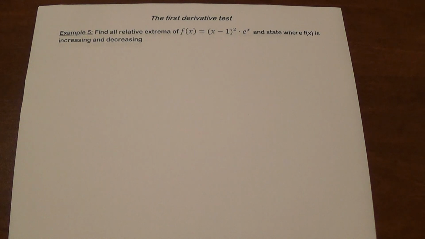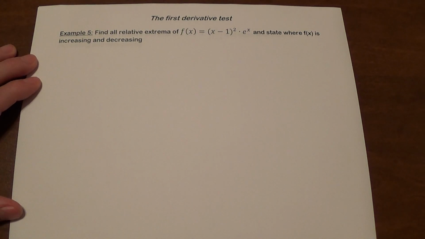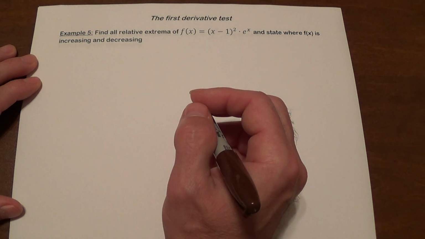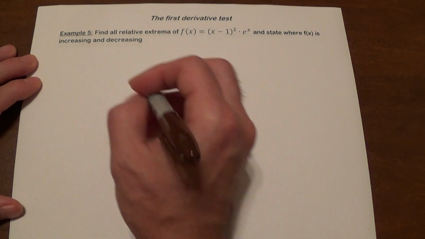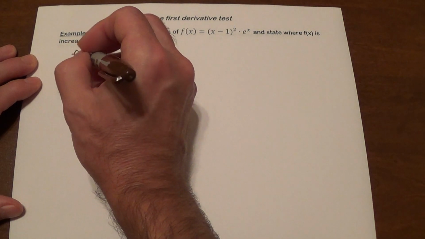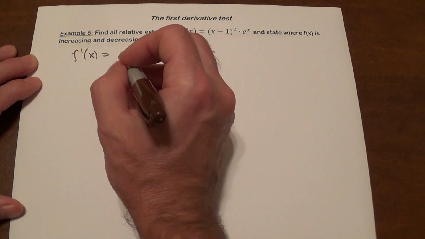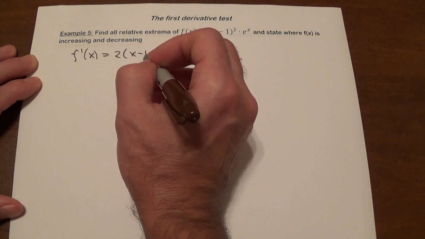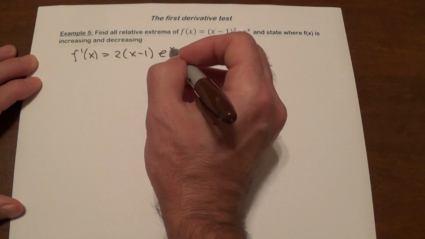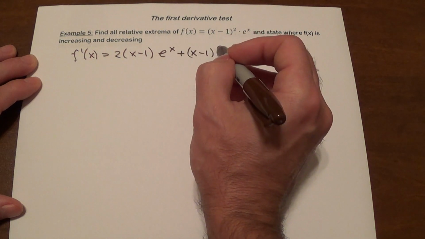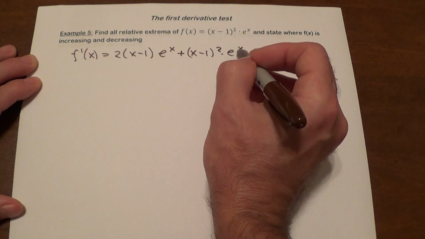Alright, something a little bit more complicated, but not too bad. So this function, you need to find all the same kind of answers, relative extrema, and where it's increasing and decreasing. So we're going to start by finding f prime. As always, we're going to use the product rule. So the derivative here is going to be 2 times x minus 1 times e to the x plus x minus 1 squared times e to the x.